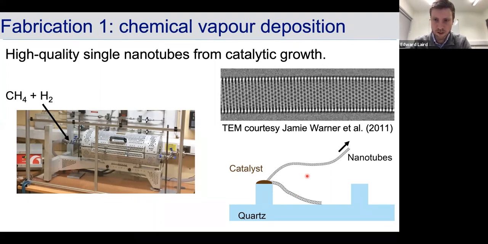Unfortunately, we can't image the nanotubes in our devices themselves, but what I do have here is a picture made by my former colleague Jamie Warner in Oxford, who was able to image a nanotube made in a different way. What it does show is that these nanotubes can be almost atomically perfect under the right conditions. So this gives us a good reason to believe that in our devices as well, they may not be as clean as this, but certainly we can hope that the level of surface contamination may be quite small.